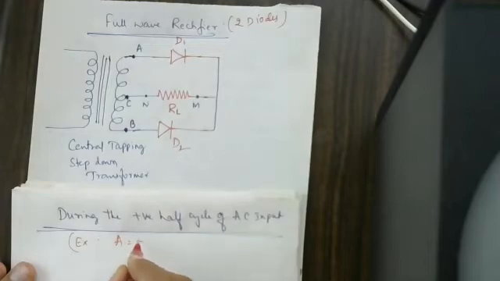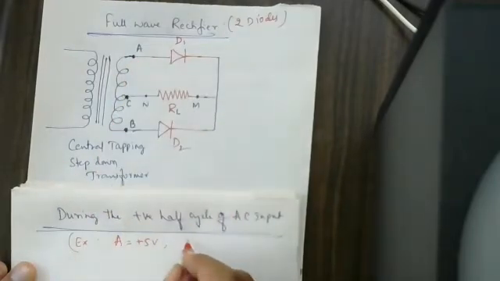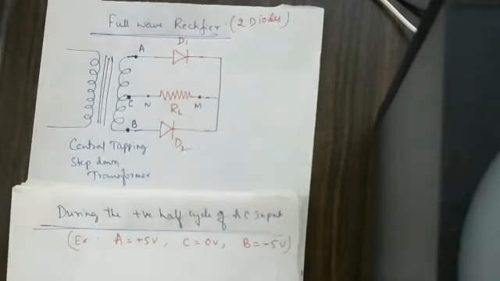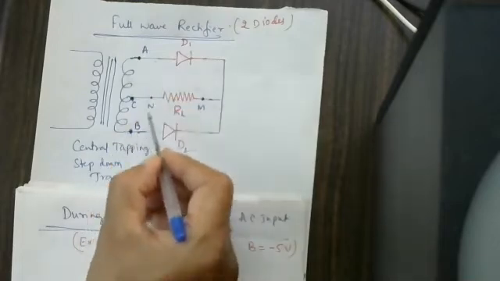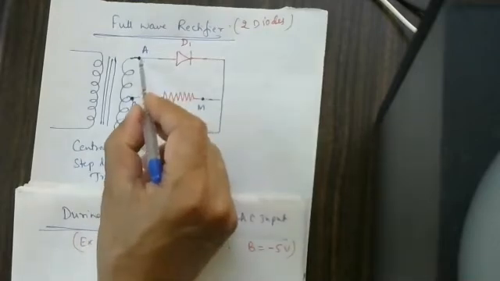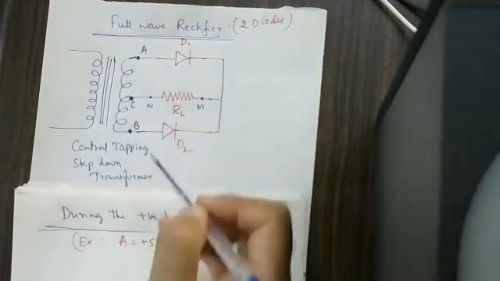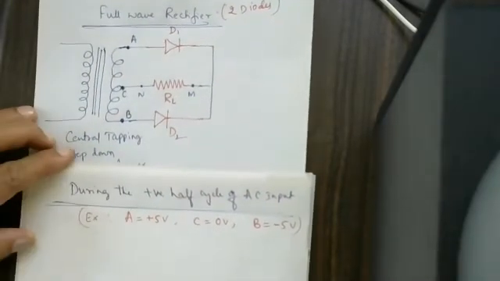A is equal to plus 5 volts, this point. C is equal to 0 volts. B is equal to minus 5 volts. This is what is happening practically. If you are choosing a 10 volts supply, a 10 volt transformer, and you connect a voltmeter between here and here, it will show 5 volts. Between B and C, it will show 5 volts because the difference is equal to 5 only.